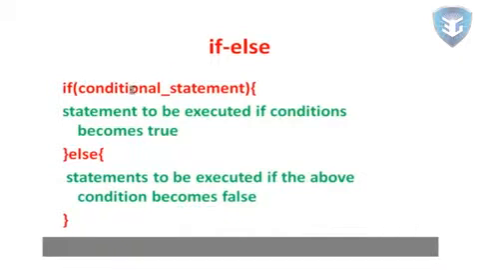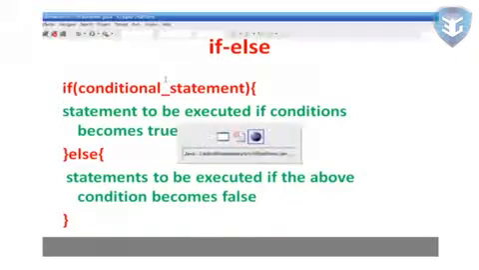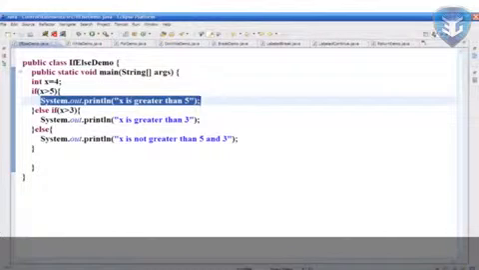Coming to the if condition, the syntax of this if condition is something like this, where you will be having a conditional statement which will be evaluated to be true or false. If the conditional statement is true, then all the statements inside the if condition are going to get executed. And if there is an else statement present, and the condition is false, then all the statements inside the else block will get executed. So let us see this with an example here.